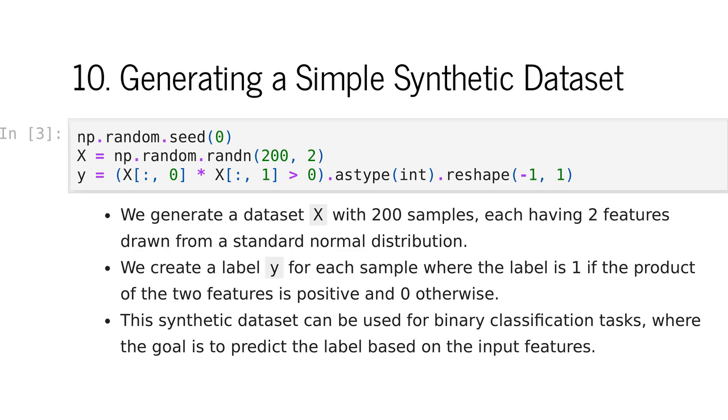We create a set of 200 data points, where each point has two features drawn from a standard normal distribution. We then assign a binary label, either 0 or 1, to each point based on a specific rule. The label is 1 if the product of the two features is positive, and 0 otherwise. This method creates a dataset with a clear, non-linear boundary between the two classes, providing a suitable challenge for our neural network to learn and classify correctly.